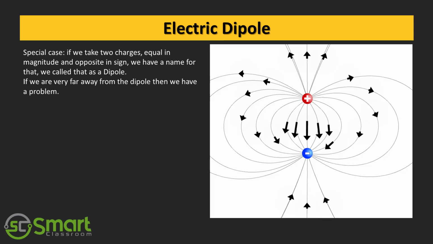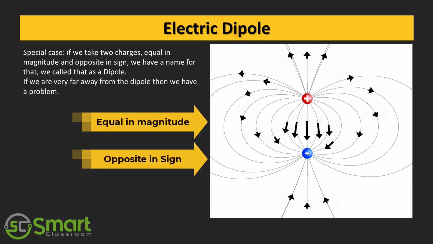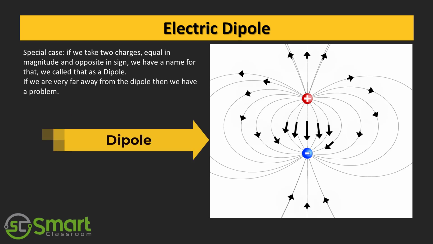The next topic, electric dipole. Now we will take a special case. If we take two charges equal in magnitude and opposite in sign, we have a name for that: dipole.